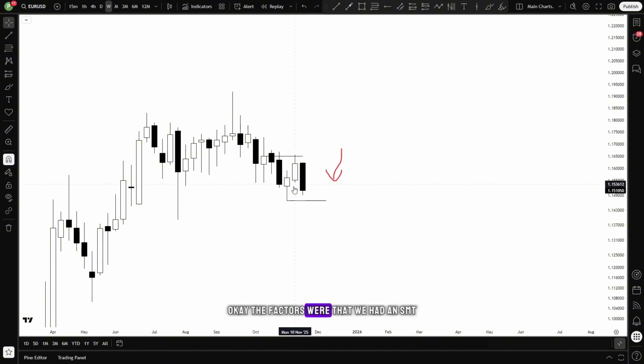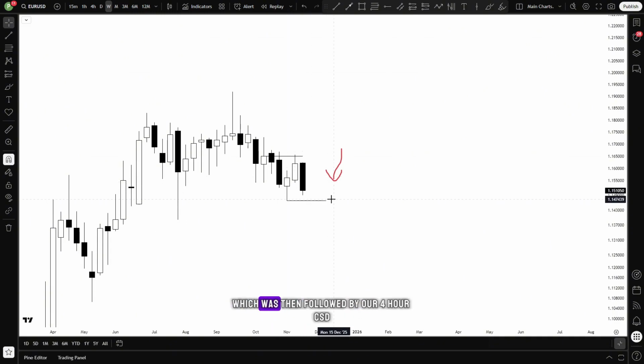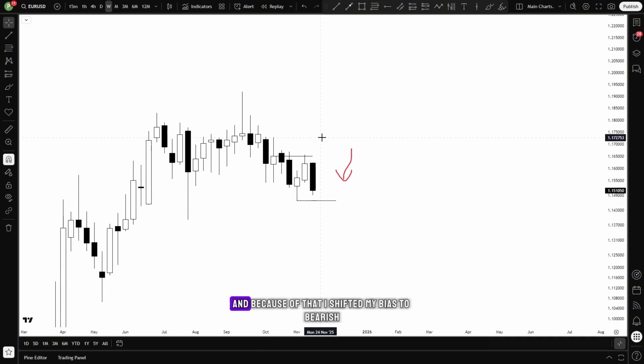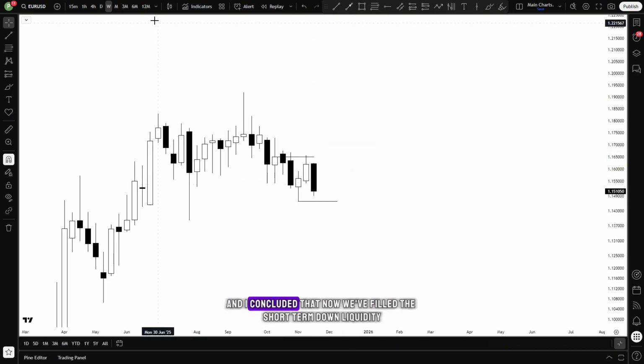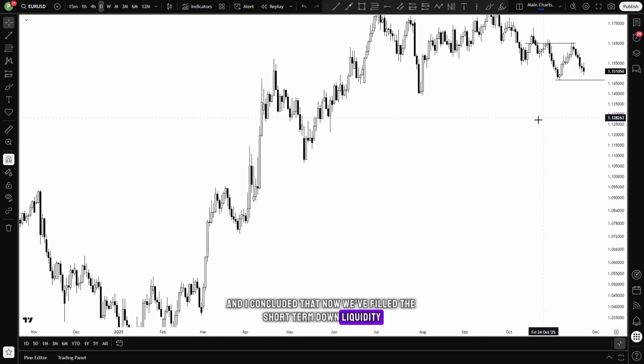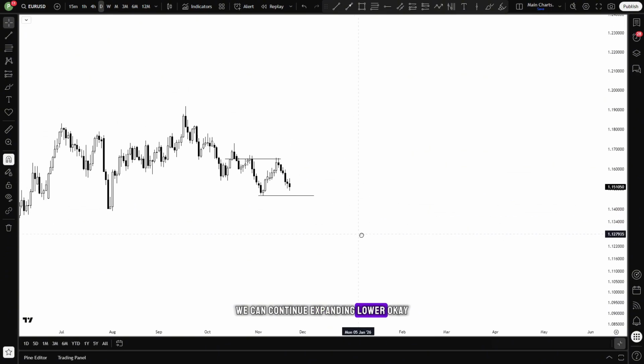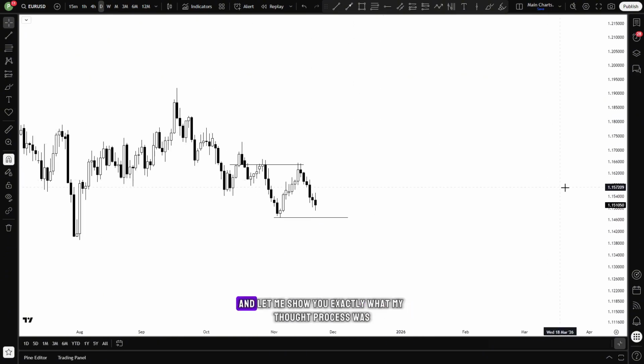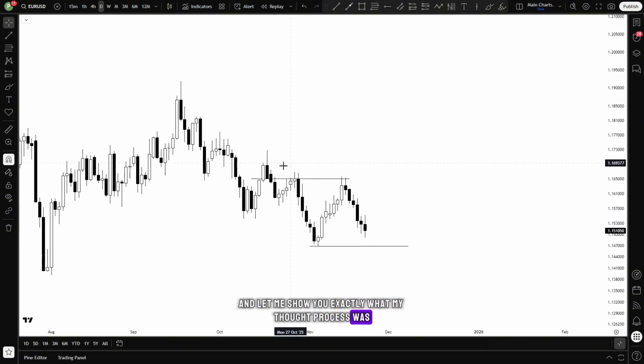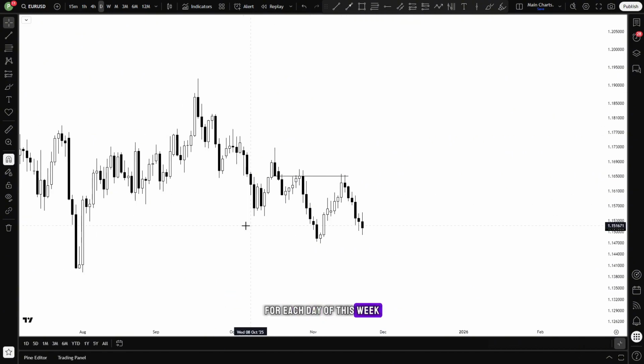Okay, the factors were that we had a bearish SMT divergence with DXY on the daily time frame, which was then followed by a 4-hour CSD. And because of that, I shifted my bias to bearish, and I concluded that now we've filled the short-term drawn liquidity and we can continue expanding lower. Okay, now let's look at this daily time frame and let me show you exactly what my thought process was at the beginning of the week, and then how I determined my directional bias for each day of this week.